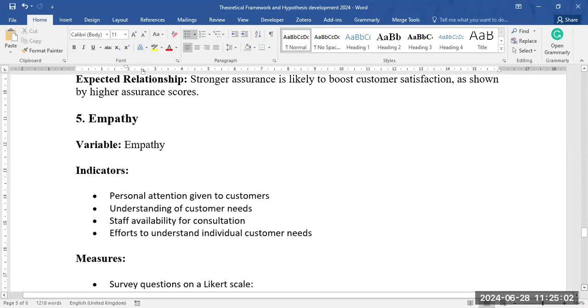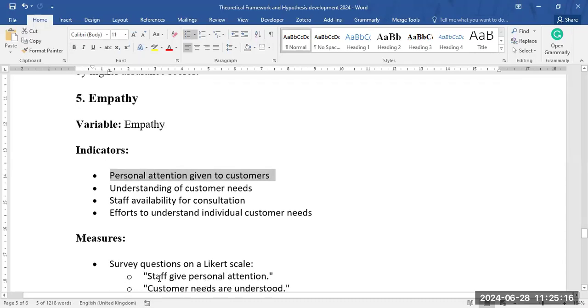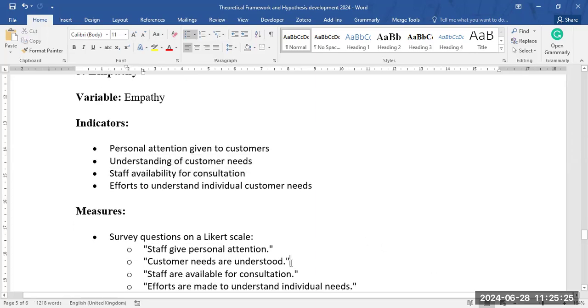And empathy, the fifth dimension and variable. The indicators are personal attention given to customers. The survey question: staff give personal attention. If you agree 5, otherwise other scores. Understanding customer needs: customer needs are understood, then you agree 5, otherwise other scores. Staff availability for consultation: staff are available for consultation. If you agree 5, otherwise other scores.